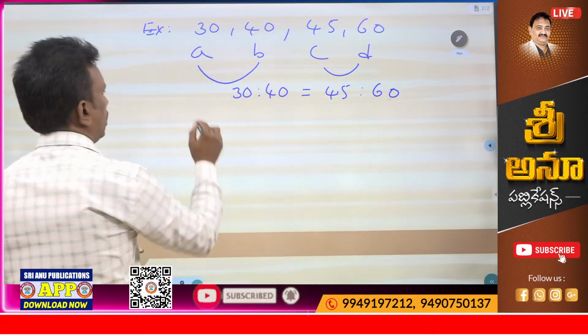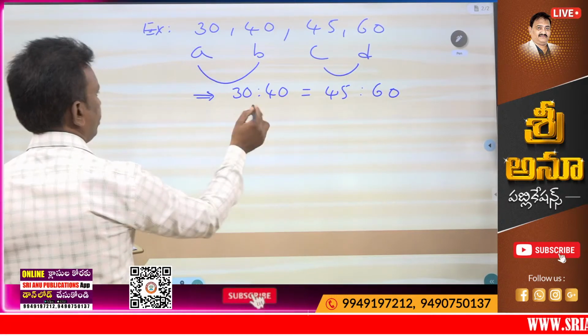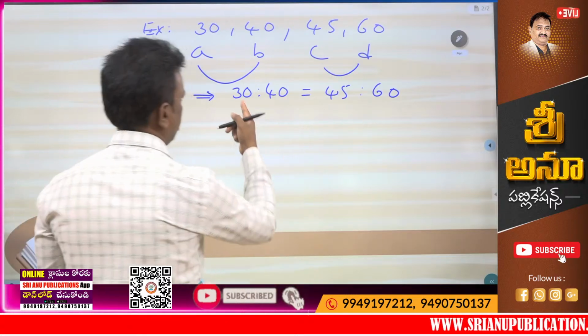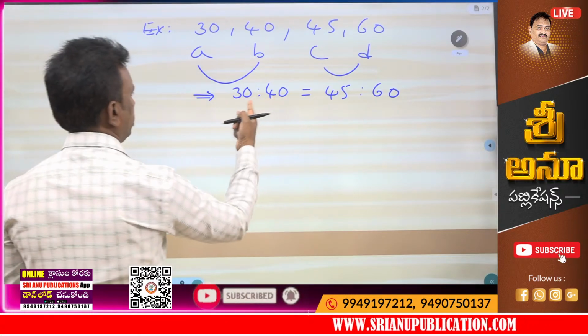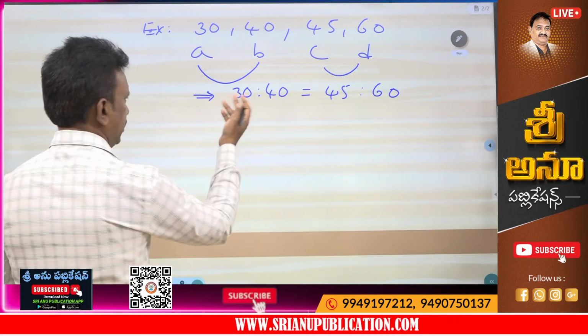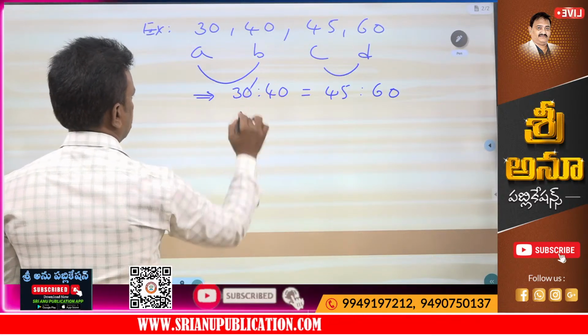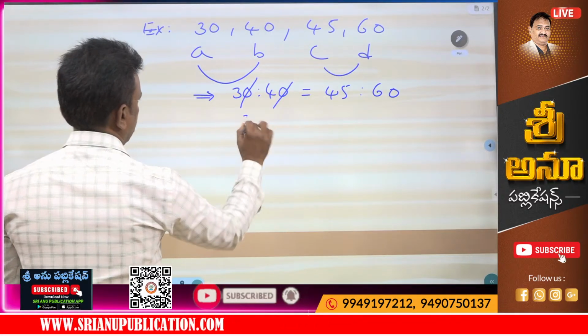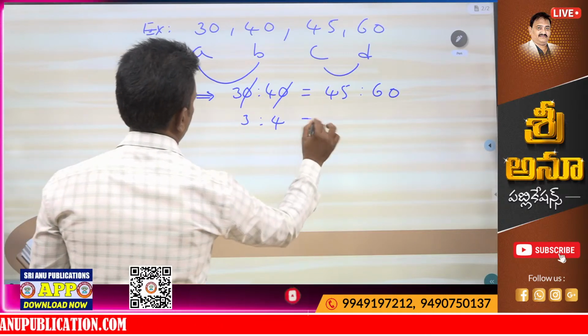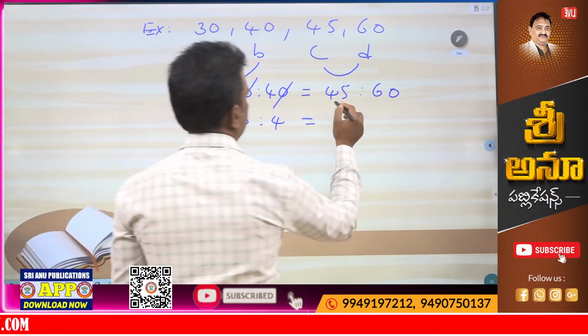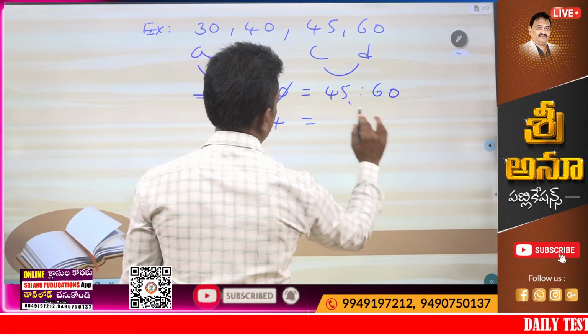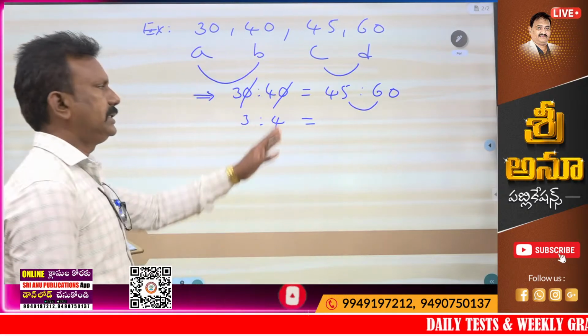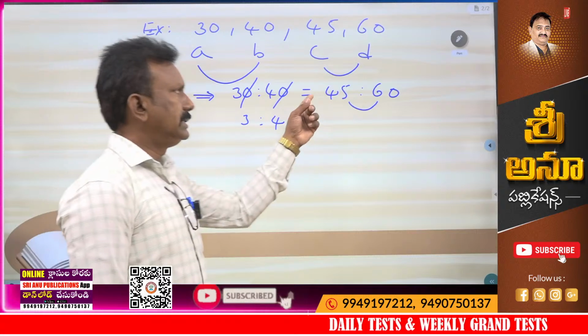What are the common factors between the first two and the last two? I think 10 divides, so 10 is a common factor. Writing the cancellation, it is equal to 3 is to 4. Right. So what is the highest common factor of the last two? It is 15.